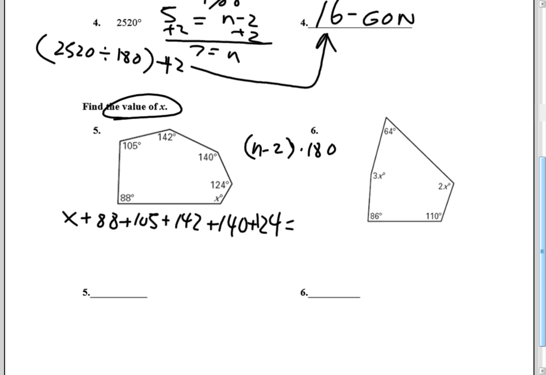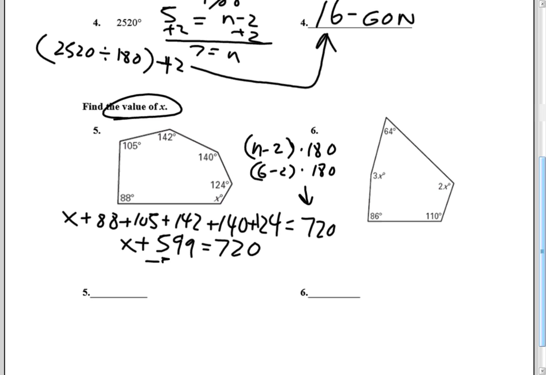How many sides? If you have trouble counting the sides, if there's a lot of sides, just count the angles. 1, 2, 3, 4, 5, 6. 6 angles, 6 sides, same amount. 6 minus 2 times 180, all of that will give you 720. And everybody should be able to solve that equation. Take your time. Make sure you're adding things correctly. X equals 121. It said value. I don't need a degree measure.